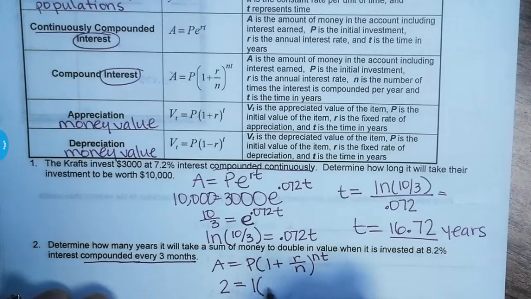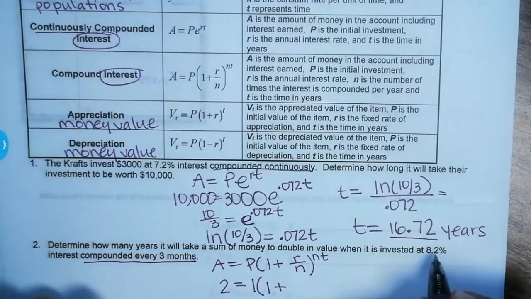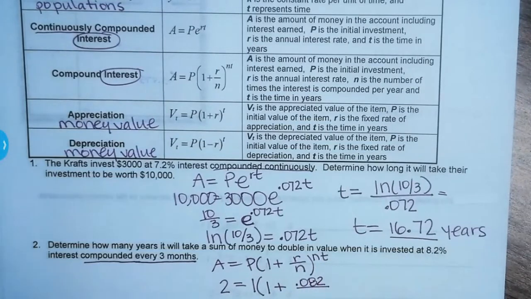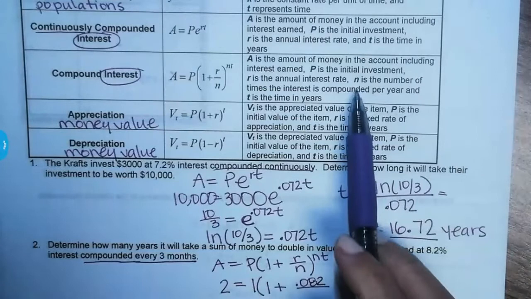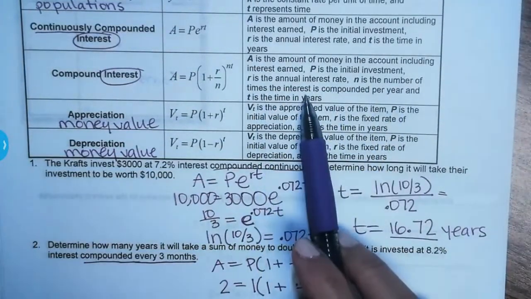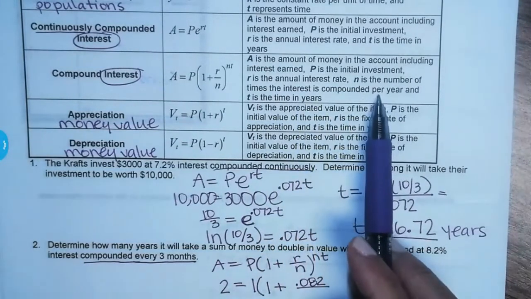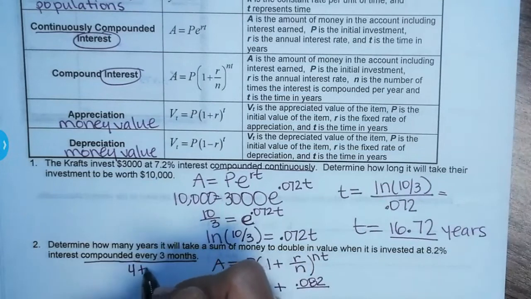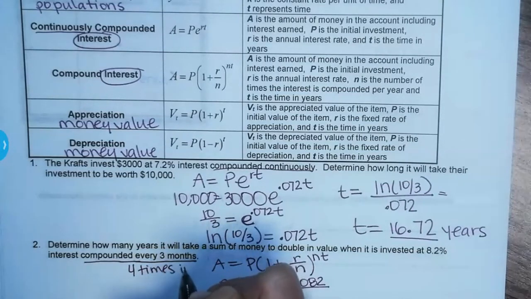Next, I need to do times 1 plus the rate. Remember, you always change the rates to decimals. So 0.082. And now you need to divide by n. Here's what n is. N is the number of times the interest is compounded in a year. So if something is compounded every 3 months, that means that in 1 year, it will be compounded 4 times in a year.